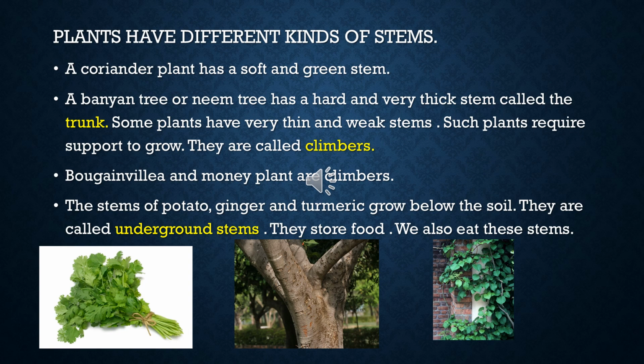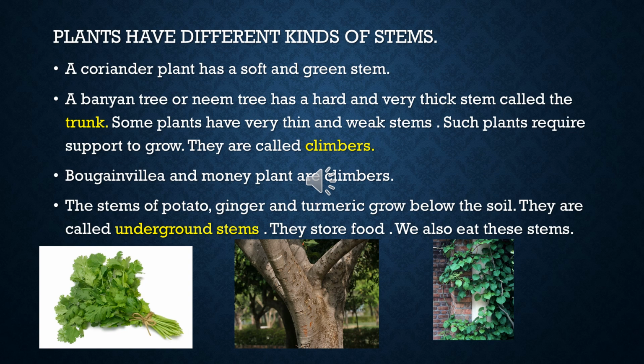Plants have different kinds of stems. A coriander plant has a soft and green stem. A banyan tree or neem tree has a hard and very thick stem called the trunk. Some plants have very thin and weak stems. Such plants require support to grow. They are called climbers. Bougainvillea and money plant are climbers.